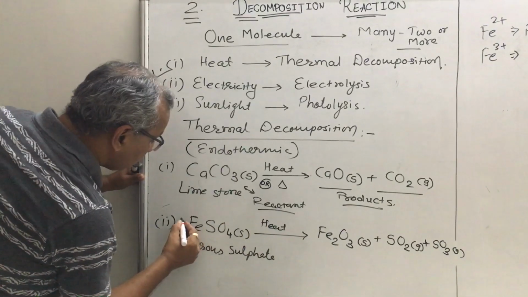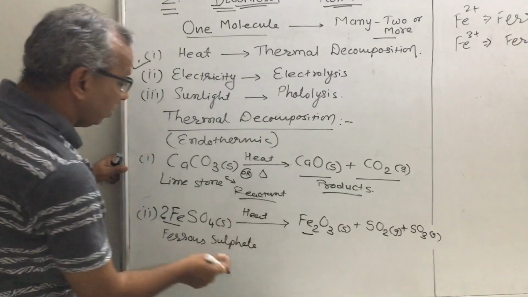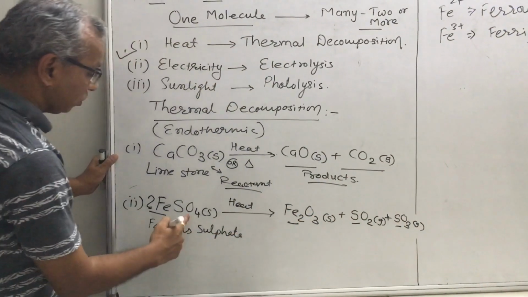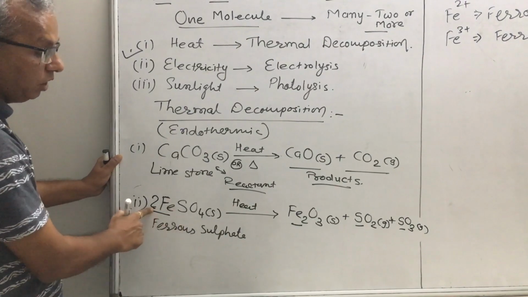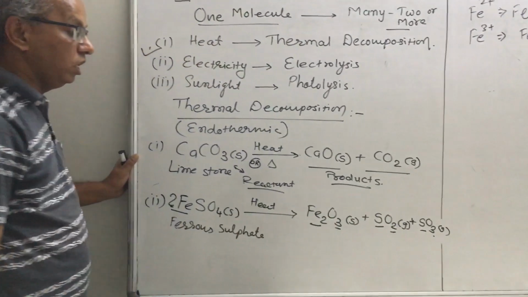This is not balanced, so I put 2 here to balance it. 2 Fe are here, sulfur 2 atoms, 1 sulfur and 1 sulfur are there. Oxygen total 4 to the 8 here. So here 3 plus 2 is 5 plus 3 is 8. So it is balanced friends.